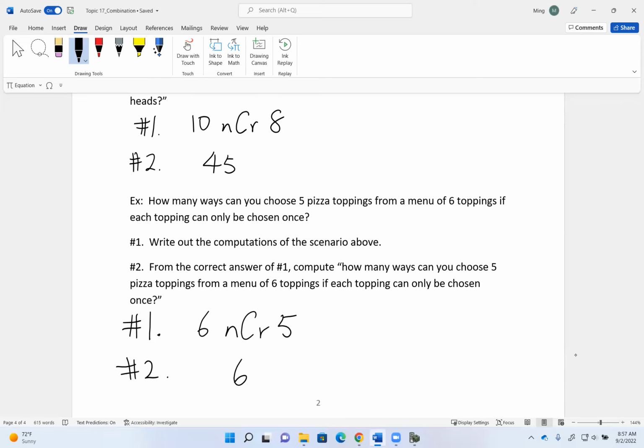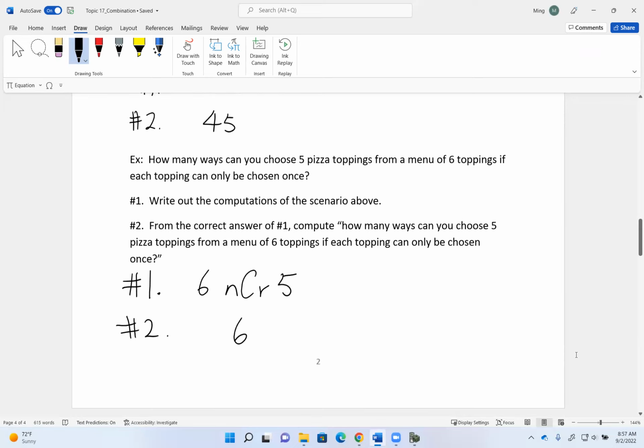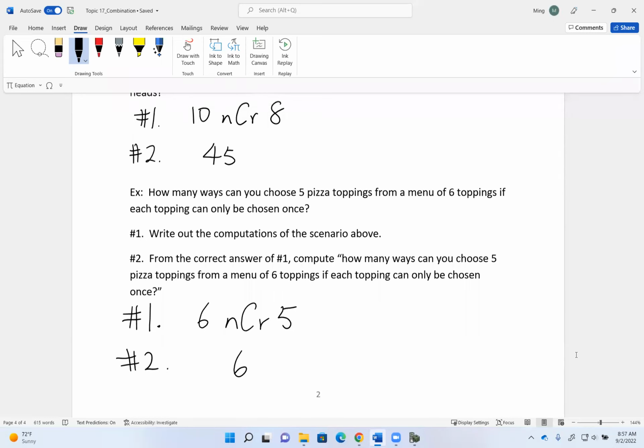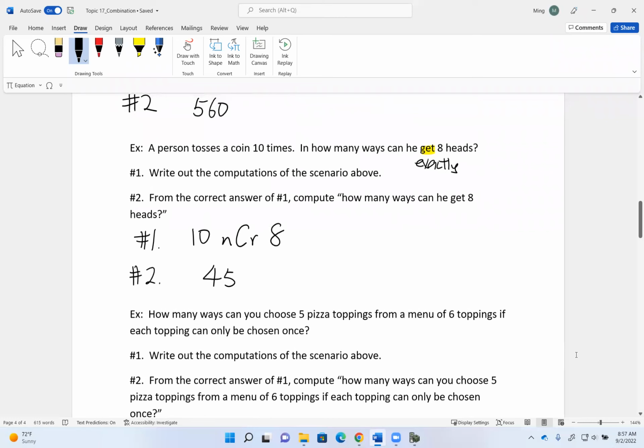Okay. So I hope by me doing a couple of these examples, you can begin to decipher the difference between what it means when the order of arrangement matters versus when we do combination, the order of arrangement does not matter.